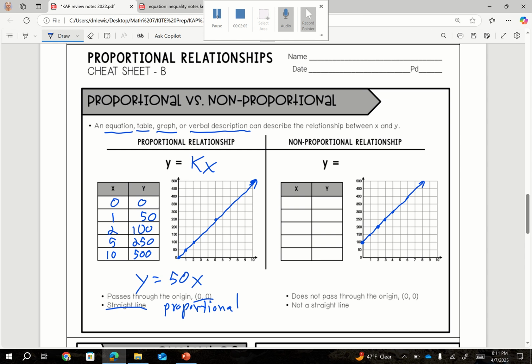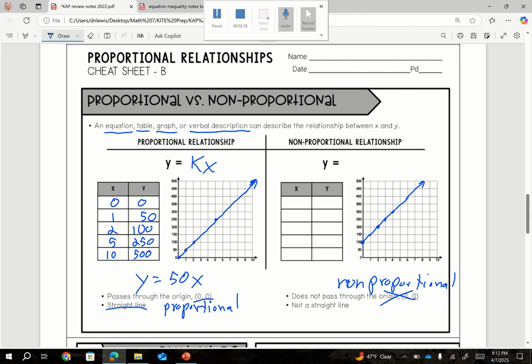Okay, on the next one, I just have the graph completed. I've got a straight line, but I do not pass through the origin. So it does not pass through the origin right here, not proportional. All right, but let's look at what our table and our equation will look like.